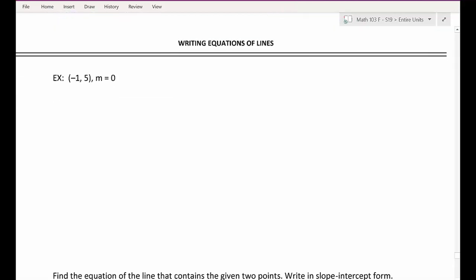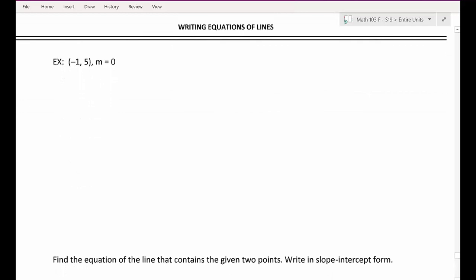In our next example, we want to write the equation of the line that passes through the point (-1, 5) and has a slope of 0. So right away, when I see this slope of 0, a red flag goes off for me. Anytime the slope is either 0 or undefined, I know it's either a horizontal or a vertical line. Here, the slope is 0. That tells us right away that it's a horizontal line.